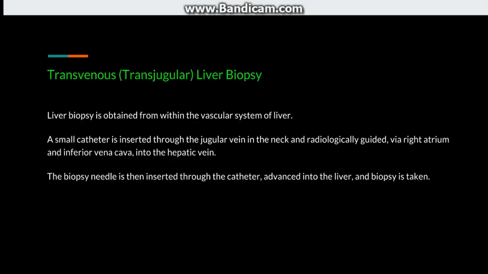Now another route used is transvenous liver biopsy. This is done through the vascular system of the liver. In this, a small catheter is inserted through the jugular vein, which will go under radiological guidance into the right atrium, into the inferior vena cava, into the hepatic vein, and from the hepatic vein this will be advanced into the liver and the biopsy will be taken. This is the transvenous or transjugular liver biopsy route.